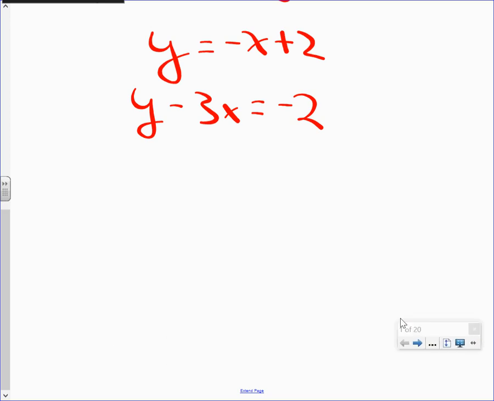All right. Why is this a system? What is it about this that makes this a system? It's 2 equations. Once you have 2 equations, you're in the system. Step 1, Rodriguez, read step 1 for me.